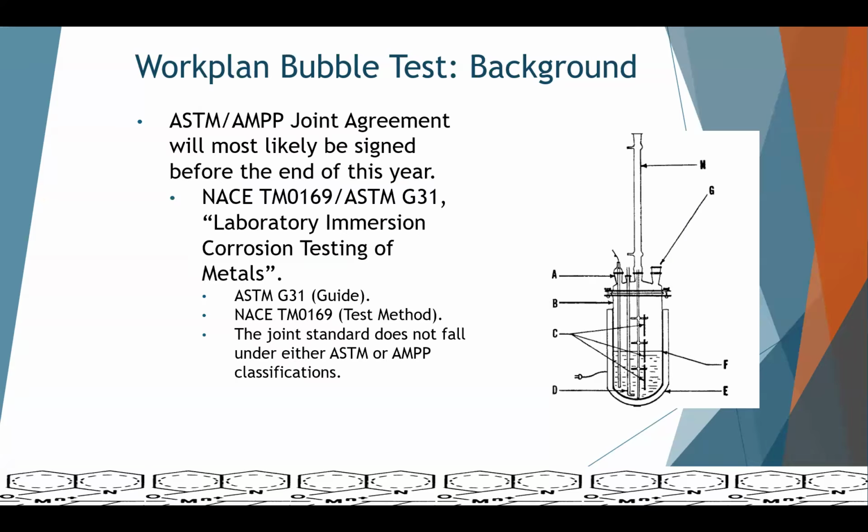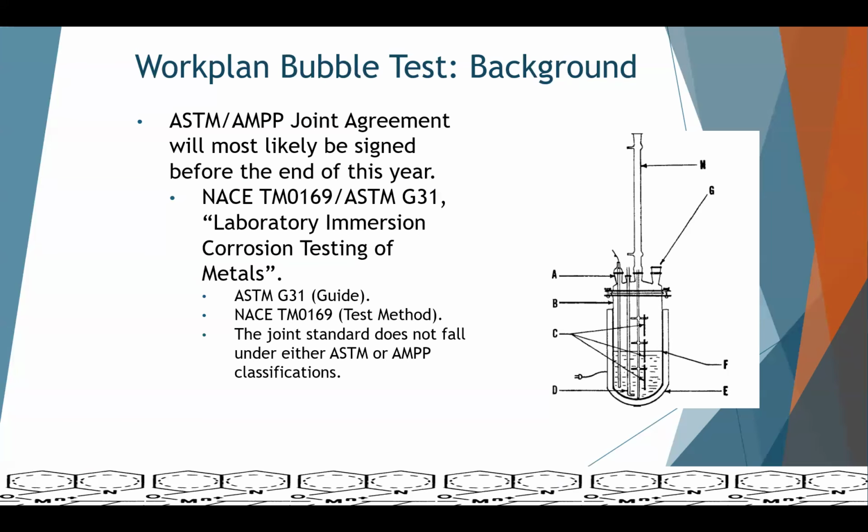One of them is TM0169 and ASTM G31, which is nothing but bubble test. And the title is Laboratory Immersion Corrosion Testing of Metals. Metals plural. Here, they consider all metals like carbon steel, stainless steel, copper, and all. If you look at the ASTM language, this standard is a guide. If you look at the AMP or NACE regulation, it's a standard test method. As a consequence, this standard does not fall under either ASTM or AMP classic classifications.